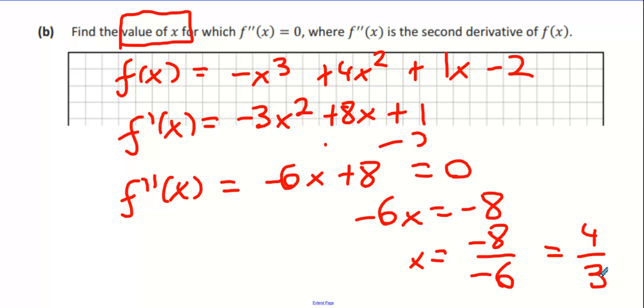All right. Those two questions aren't bad, are they? Draw the graph and do two derivatives. They're fair questions. That's it.